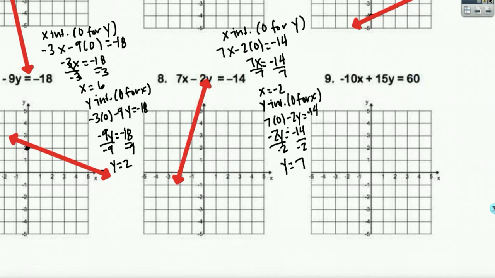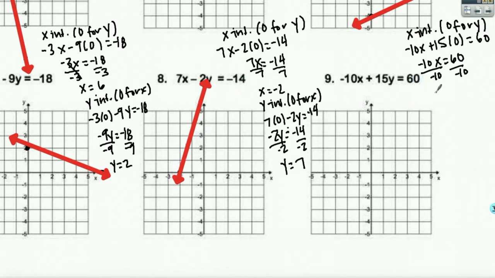And the last one, you've got negative 10x plus 15y equals 60. To get your x-intercept, you do 0 for your y. So you'd say negative 10x plus 15 times 0 equals 60. 15 times 0 is 0, so you get negative 10x equals 60. And divide both sides by negative 10, then you'll get x equals negative 6. Negative 6 will be somewhere about here.